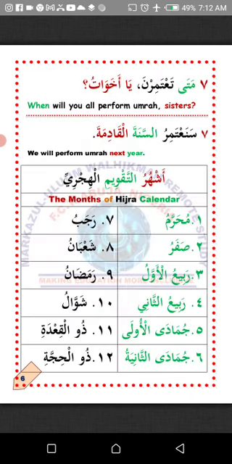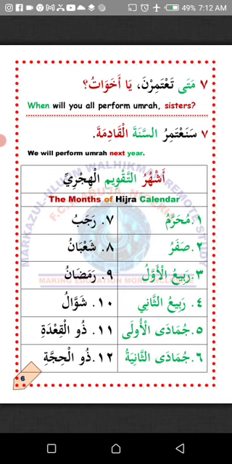MashaAllah. Sab'a, number seven. Mata ta'tamirna ya ahawat? When will you all perform Umrah? Talking to a group of female persons, sisters. Now the answer. Sana'tamiru sanat al-qadima. We will perform Umrah sanat al-qadima, next year. La'alaka fahimt? I hope you understand.